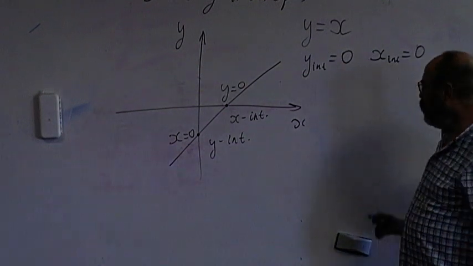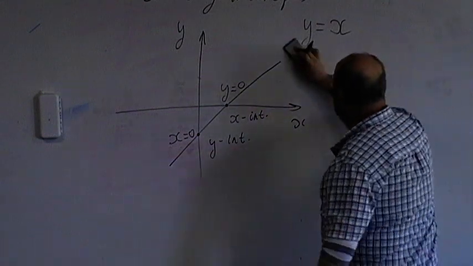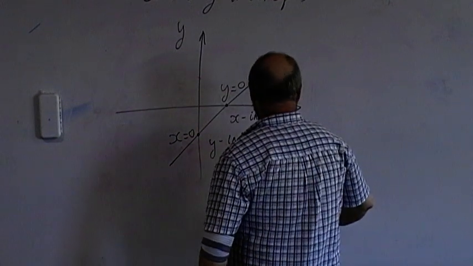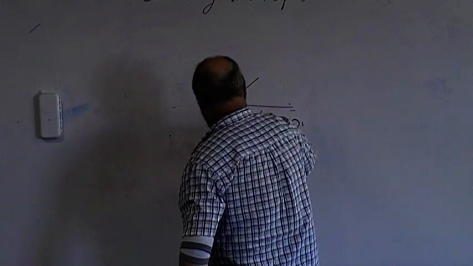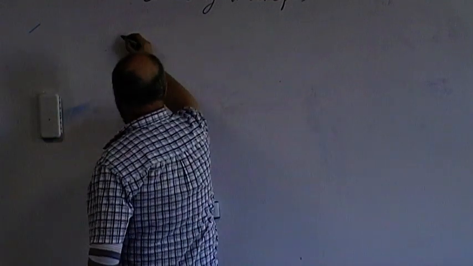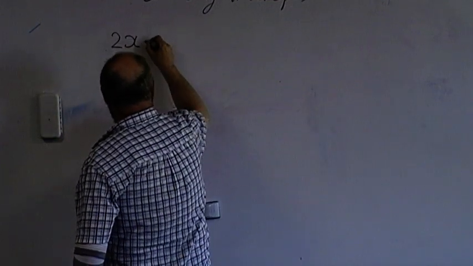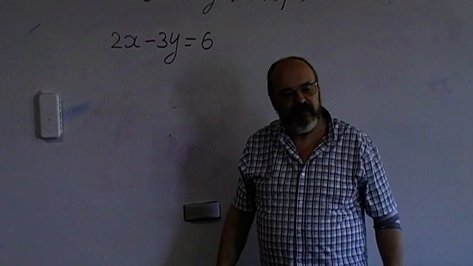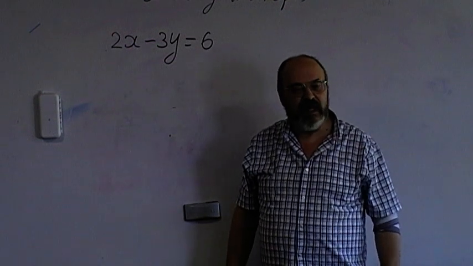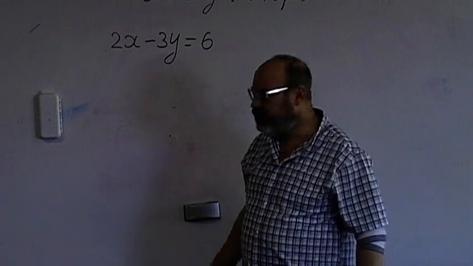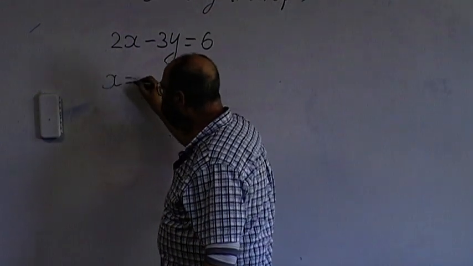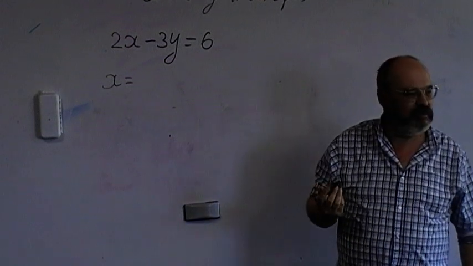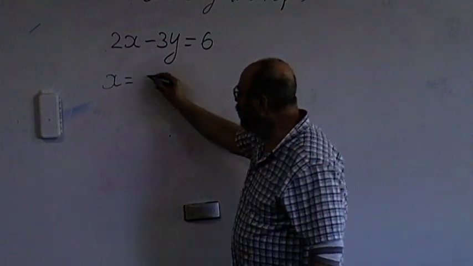Now, it could be that you don't have the equation in the form y equals mx plus c. You might have the equation of a straight line in a different form. For example, 2x minus 3y equals 6. It's still a straight line. How will we find the y-intercept? What x equals at the y-intercept? Zero. So we take x equals 0.